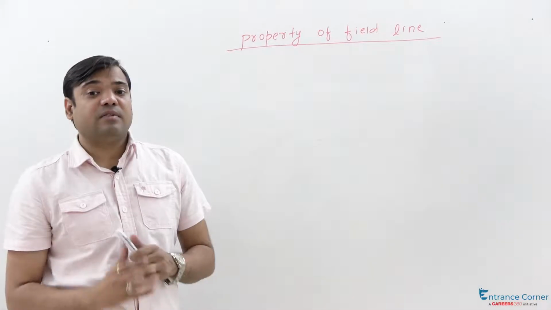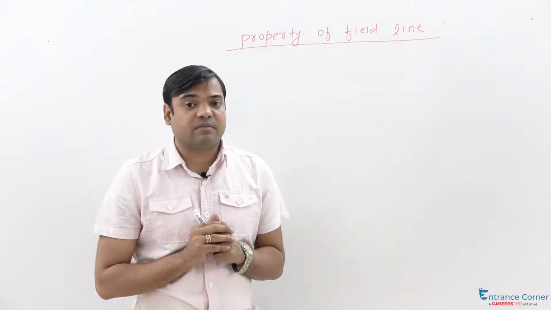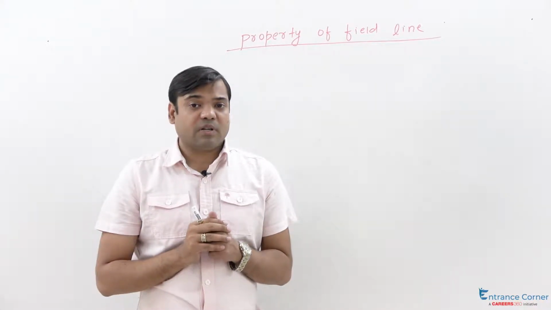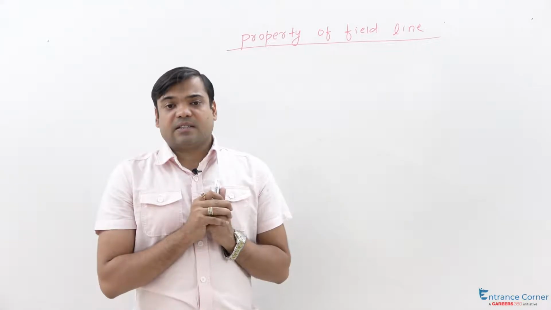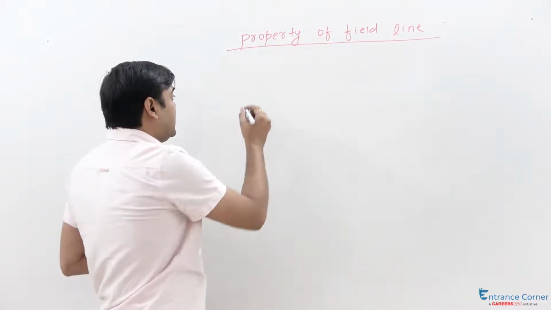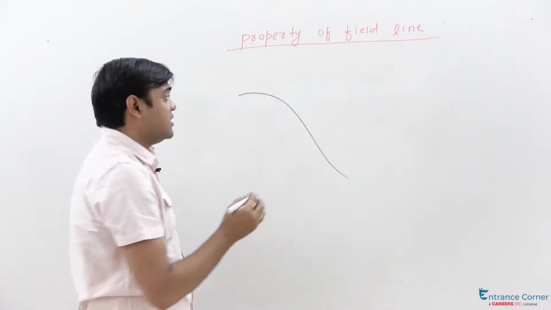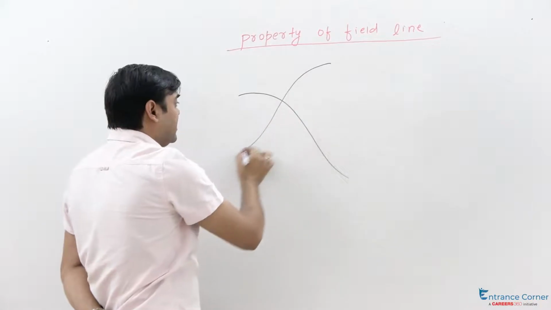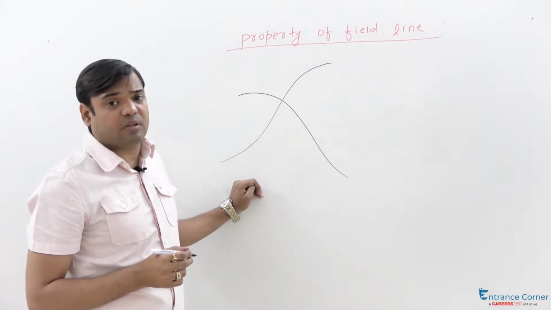Hello students, we are going to discuss a very important property of electric field lines. The important property is that two electric field lines can never intersect each other. What is the meaning? Suppose we have one electric field line like this and another electric field line like this. So is this situation possible or not possible?